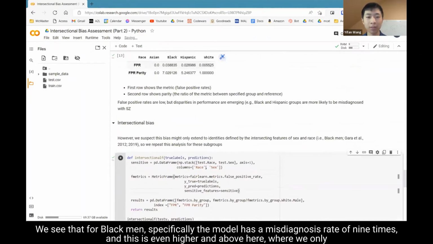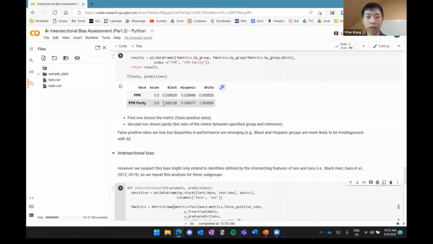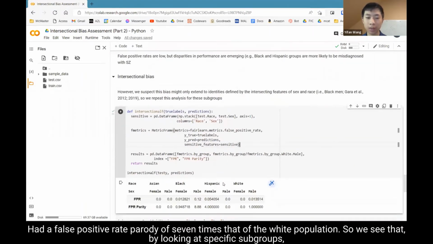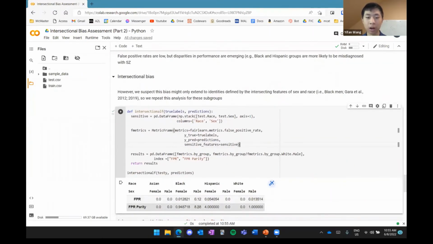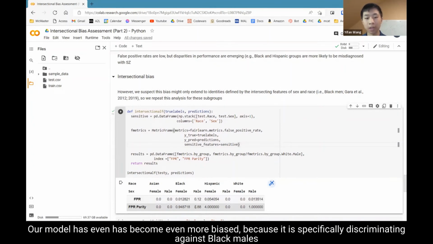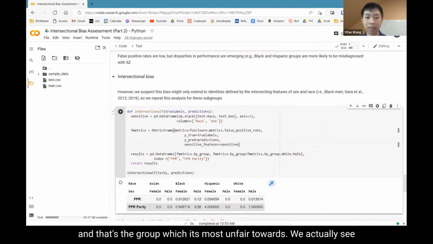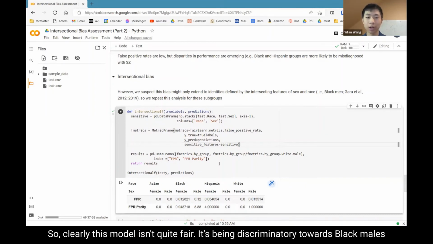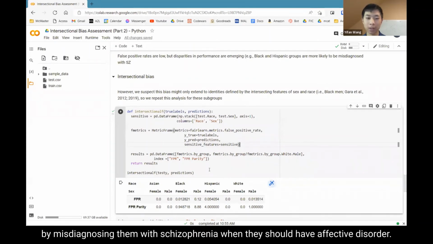And this is even higher than above here, where we only had a false positive rate parity of 7 times that of the white population. So we see that by looking at specific subgroups, our model has become even more biased because it is specifically discriminating against Black males. And that's the group which it's most unfair towards. And we actually see that in Black females, we have the opposite trend where we have less false positives compared to white males. So clearly, this model isn't quite fair. It's being discriminatory towards Black males by misdiagnosing them with schizophrenia when they should have affective disorder.